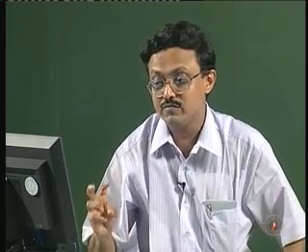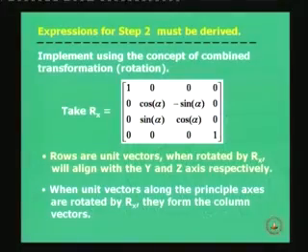If the rows are unit vectors and they are rotated, they will align with y and z respectively. The second point says that if I take unit vectors along the principal axis of the coordinate system and those unit vectors are rotated by Rx, they form the corresponding column vectors as given here in this matrix.